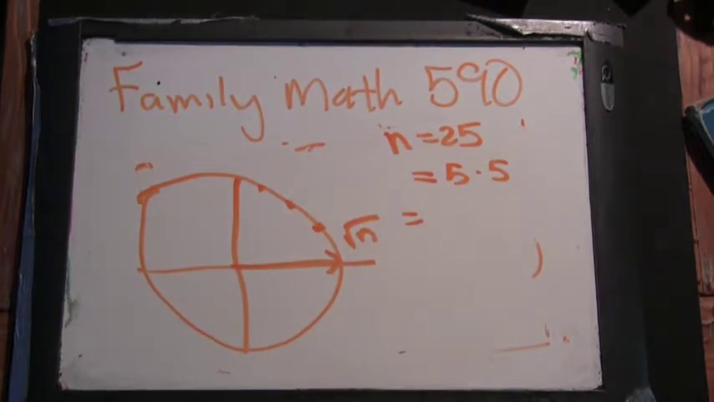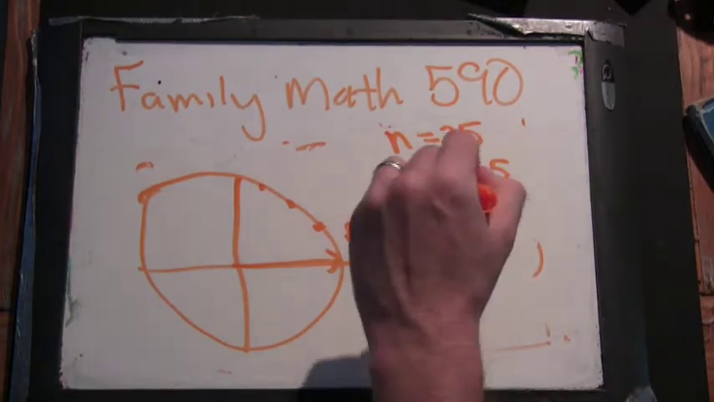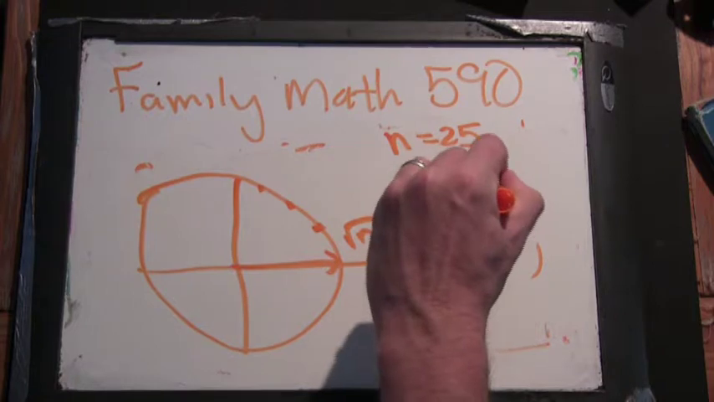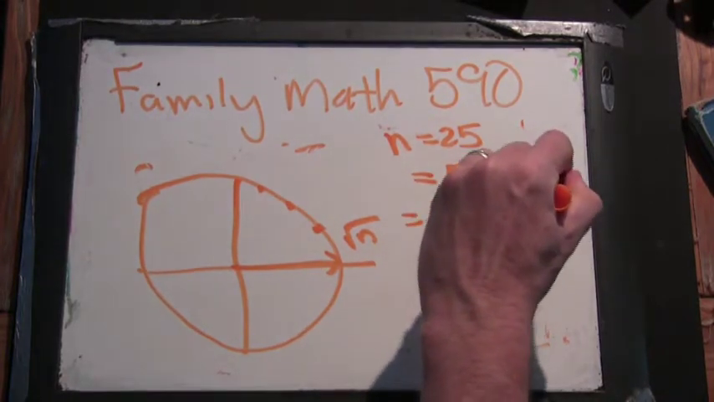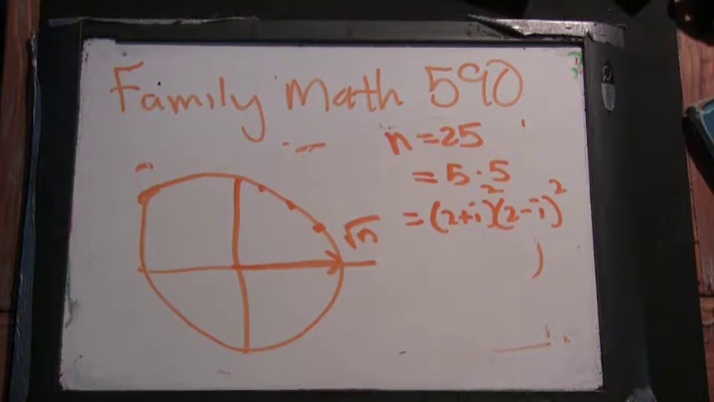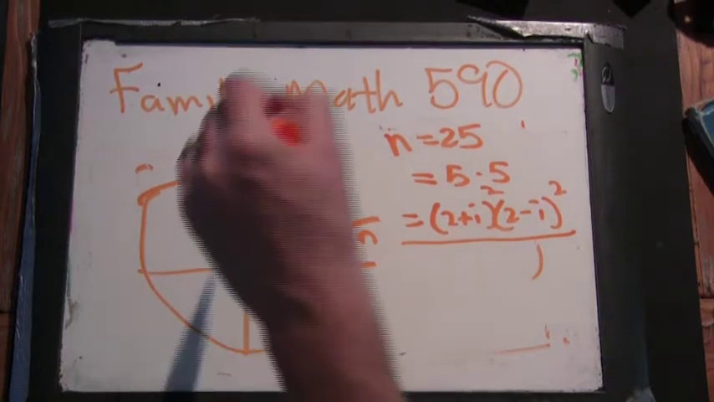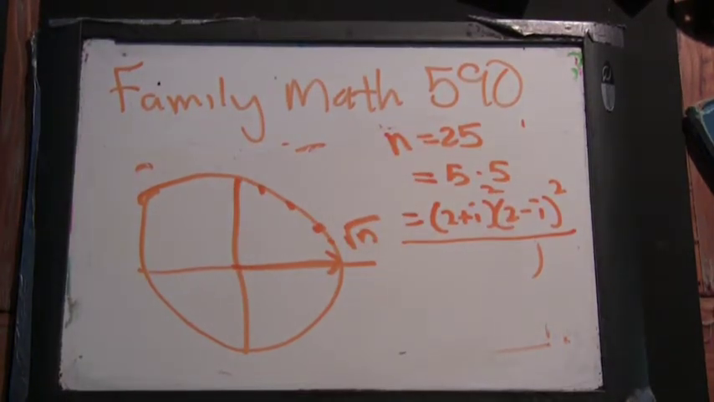Alright, so how does this factor in the Gaussian primes? It's 2 plus i times 2 minus i, and then the whole thing squared. So n equals 25 factors into (2 plus i) squared times (2 minus i) squared. And that gives us lots of interesting choices for how to determine the lattice points that are on here.